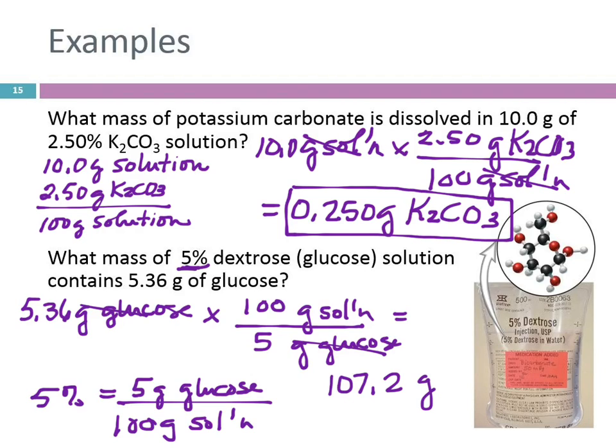So if we were to round that to one significant figure, what would it be? Well, we could write it in scientific notation, right? If we put this into scientific notation, it's 1.072 times 10 to the 2. So we say 1 times 10 to the 2 grams, or 100 grams.